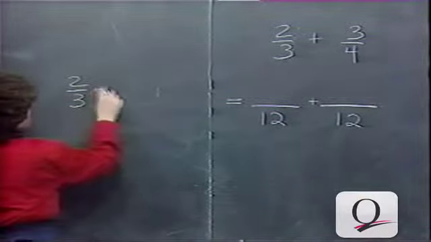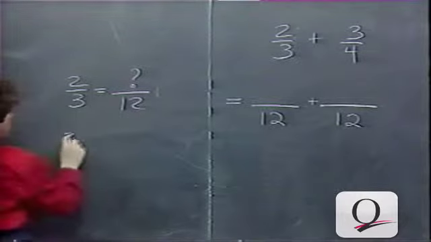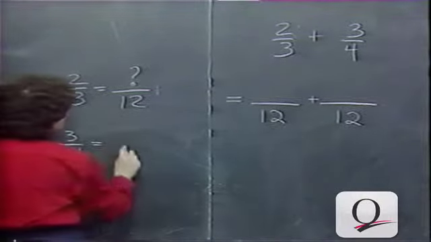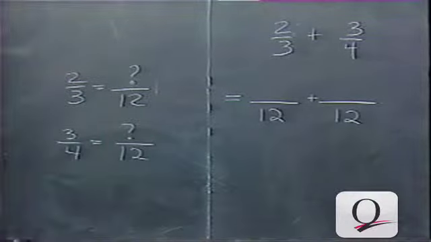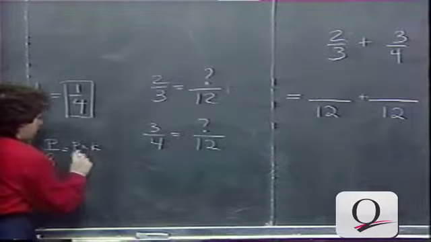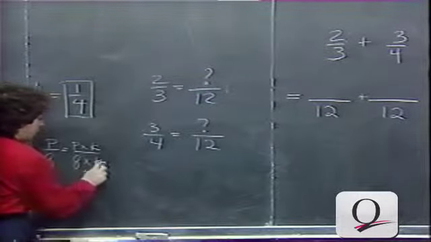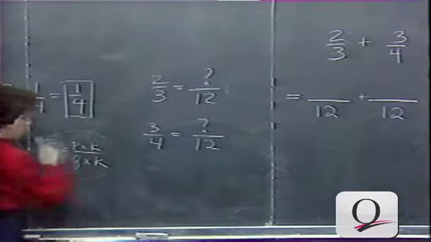We want to say that 2/3 is equivalent to some number of 12ths, and that 3/4 is equivalent to some number of 12ths. And the question is, how many 12ths? Well, here's where we're going to be using our fundamental principle of fractions again. We know that P over Q is the same as P times K over Q times K. That is, we can multiply the top and the bottom of a fraction and get an equivalent fraction.